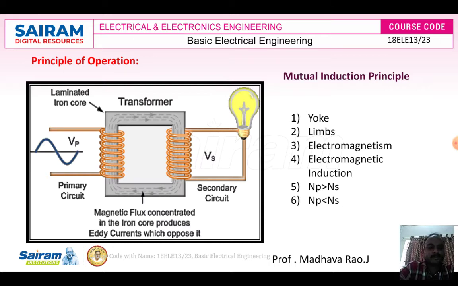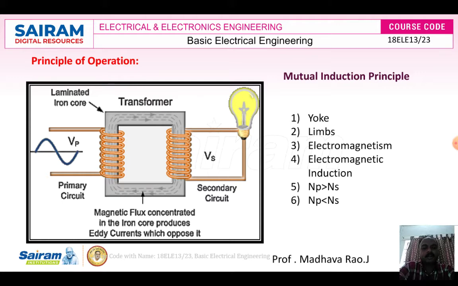So what is meant by a transformer? A transformer is a static device which transforms electrical energy from one circuit to another circuit without a change in frequency. That is called a transformer. Transformers are used in power transmission and power distribution sectors. Even power generating stations also use transformers.